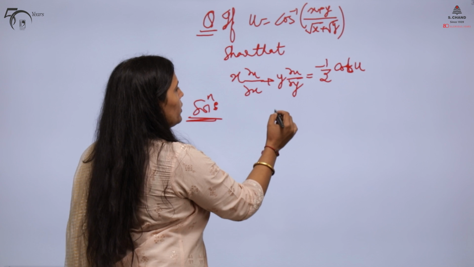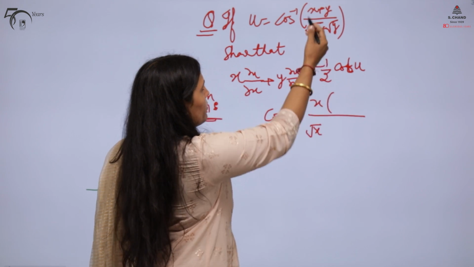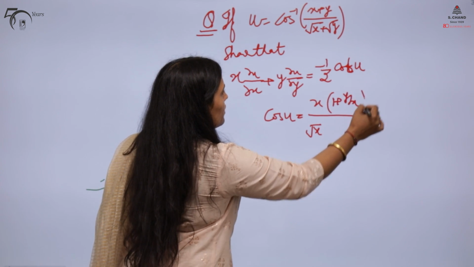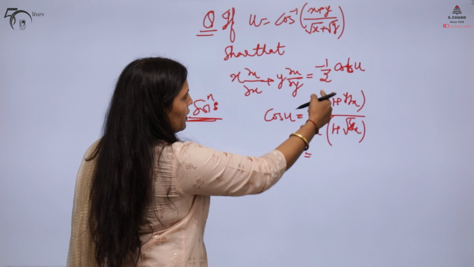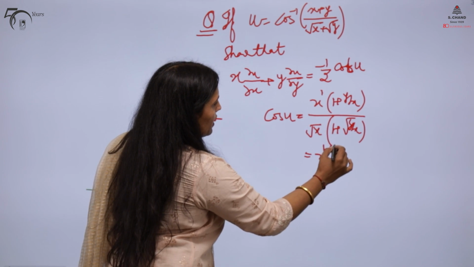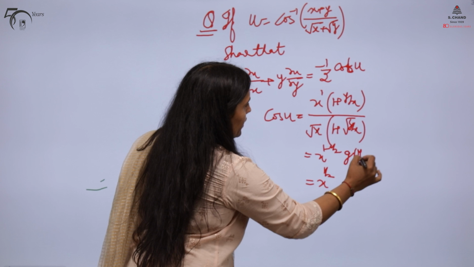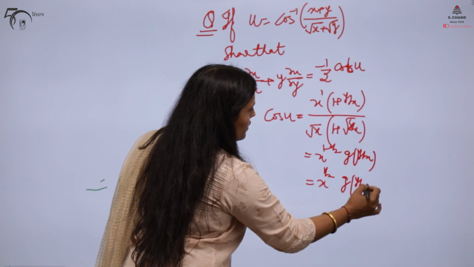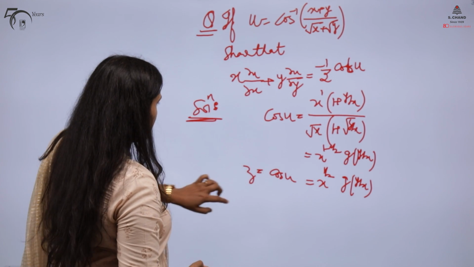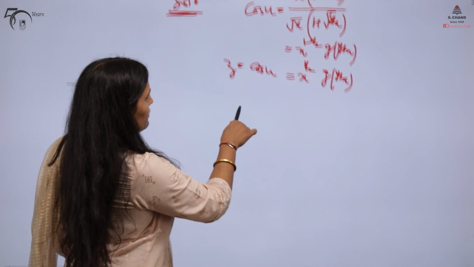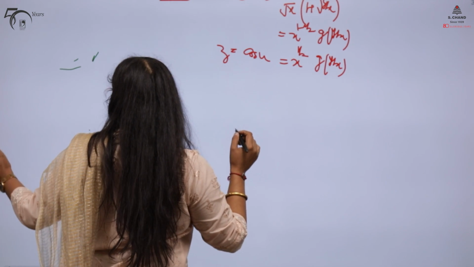So again, cos u, you will be taking this side. For the degree, what do students generally get wrong? From the numerator, x is coming outside, then from the denominator it is under root x. So this is giving you x to the power 1 minus half. So this is 1 minus half, basically x to the power half, and this is your y by x function. So again you can say this is a homogeneous function, let it be z. When you let it be z, it is completely the same form. Degree is half this time. So degree is half.